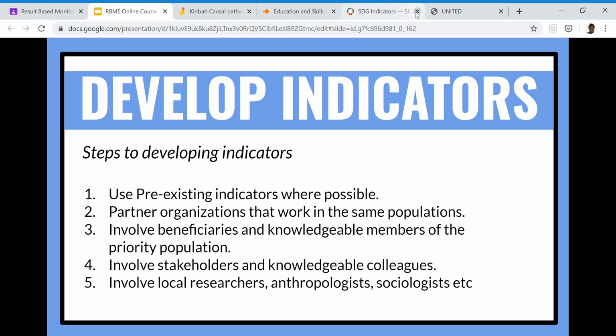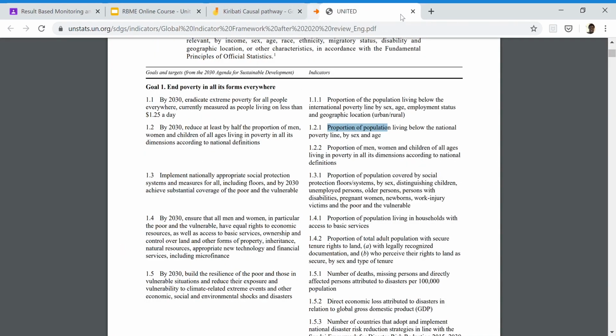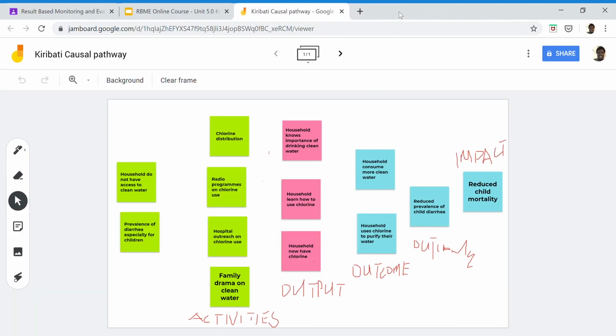So let me close that. Indicate. Let me close that as well. Close this as well.